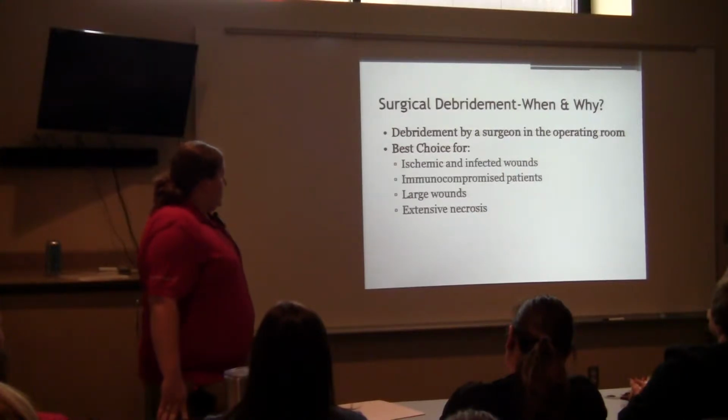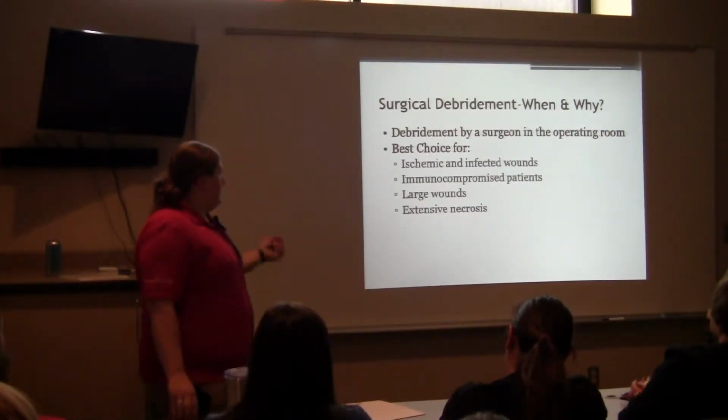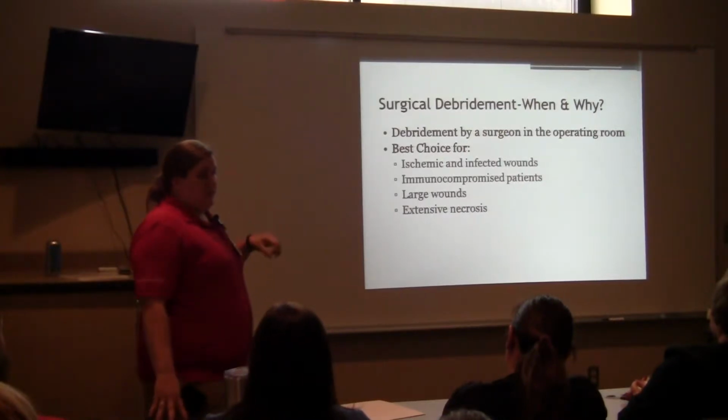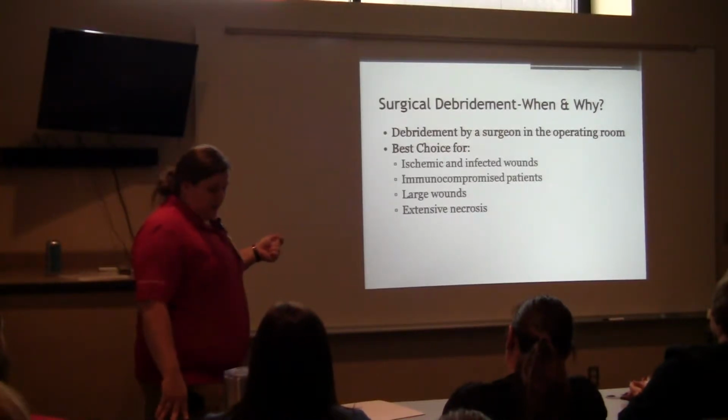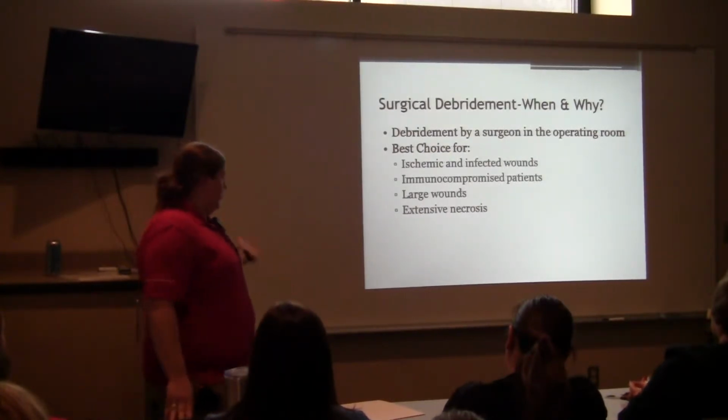Otherwise, we would do this for anybody who has ischemia and it's infected, because we're not going to get good healing by allowing the body to debride or adding debriders. So we need to go in and actually surgically debride that. Somebody who may be immunocompromised, it's a good idea to do that for, because we're not going to allow more infection or possibility of bacteria to infiltrate that. Very large wounds that have a large amount of necrosis, it's not comfortable to do that conservatively, and it's going to take a really long time, where we can put them under and do it surgically and get a quicker healing. Same thing with the extensive necrosis.